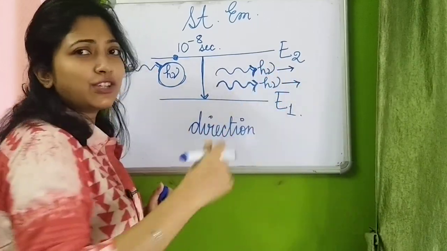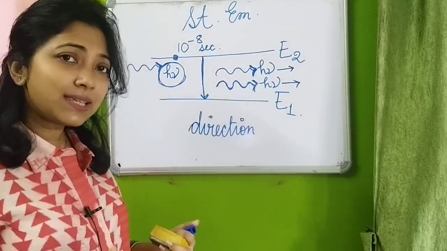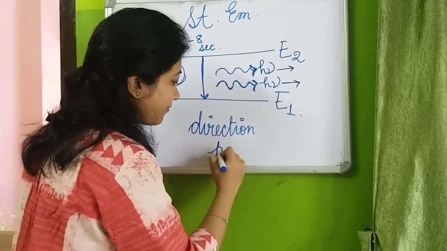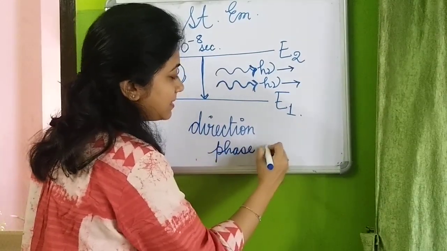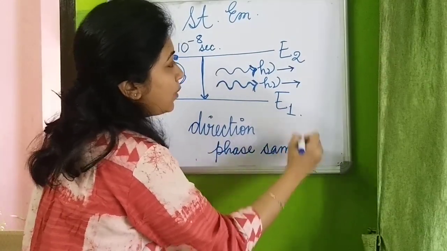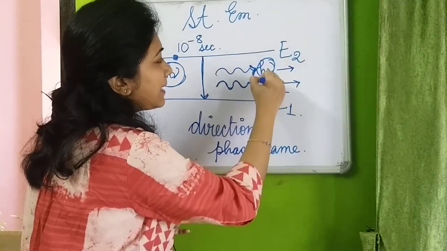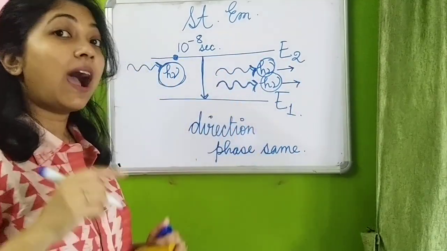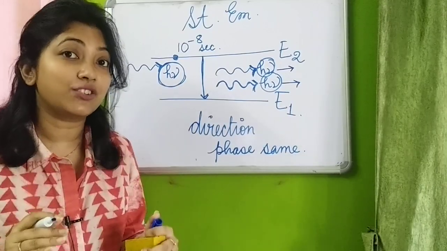Obviously, if h nu and h nu are the same, their wavelength and their frequencies are the same, and not only that, their phase is also the same. Which means these two photons that we are now getting as the output are coherent in nature.